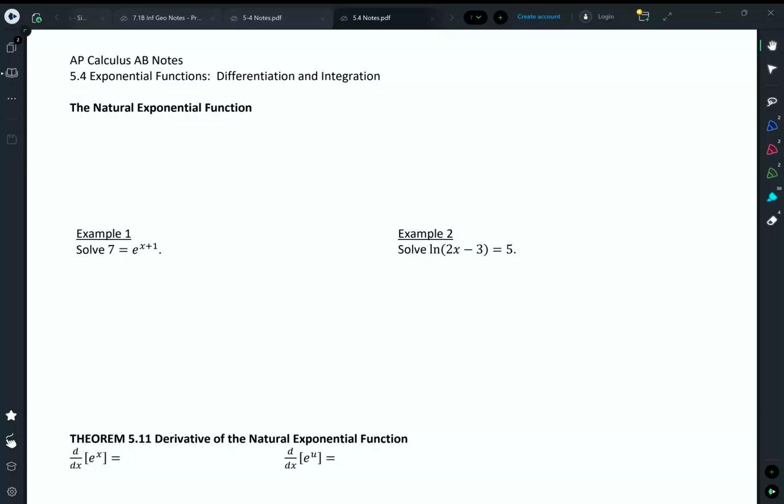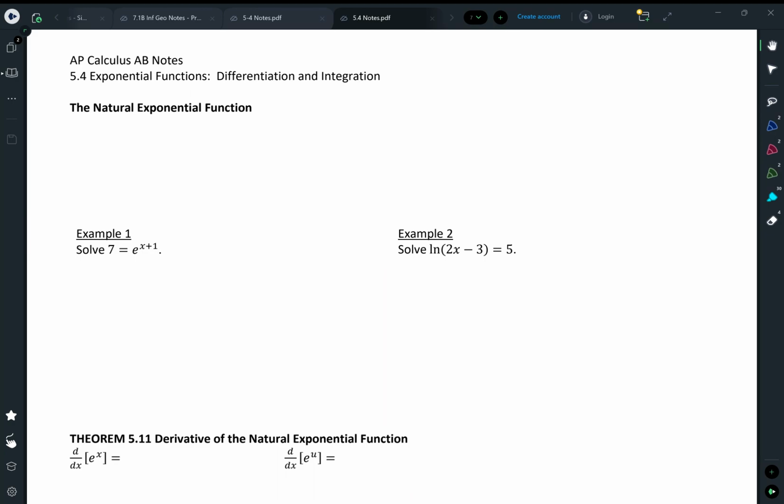Today we're looking at exponential functions. We're going to be differentiating and integrating. So I think first we need a little review of what an exponential function is. Exponents and logs are related. And if we want to look at the natural exponential function, we're talking about e.